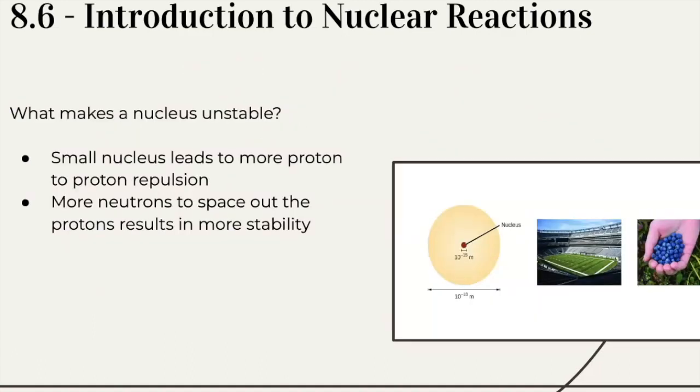Then comes the question of what makes a nucleus unstable. So since we know the nucleus is very small, you can almost think of it as a blueberry in a stadium. The nucleus is very small compared to the entire atom. So when the number of protons begins to increase, it creates instability, right? Because protons are both positively charged, so it creates some sort of repulsion, right? So too much proton to proton repulsion results in high energy and an unstable state. So if you create more neutrons to space out the protons, that could honestly help with stability.